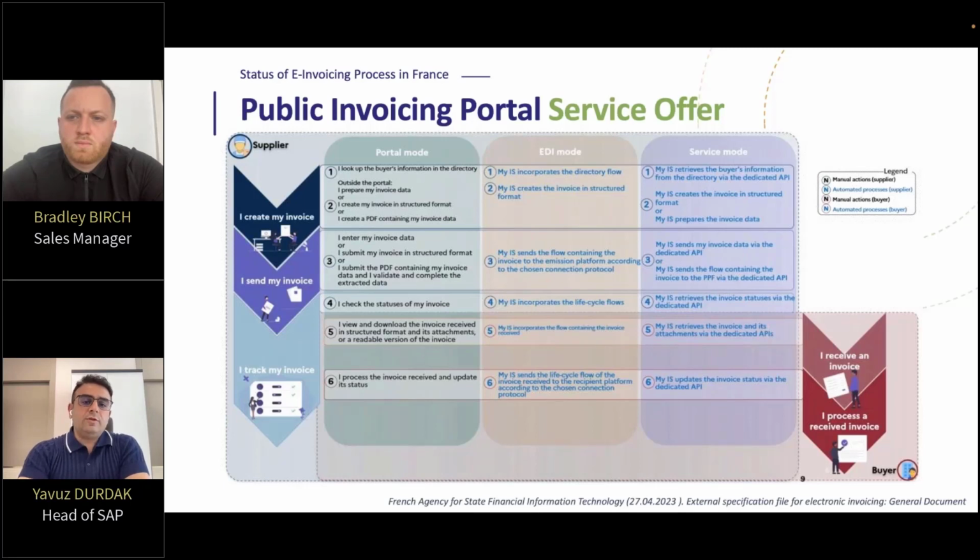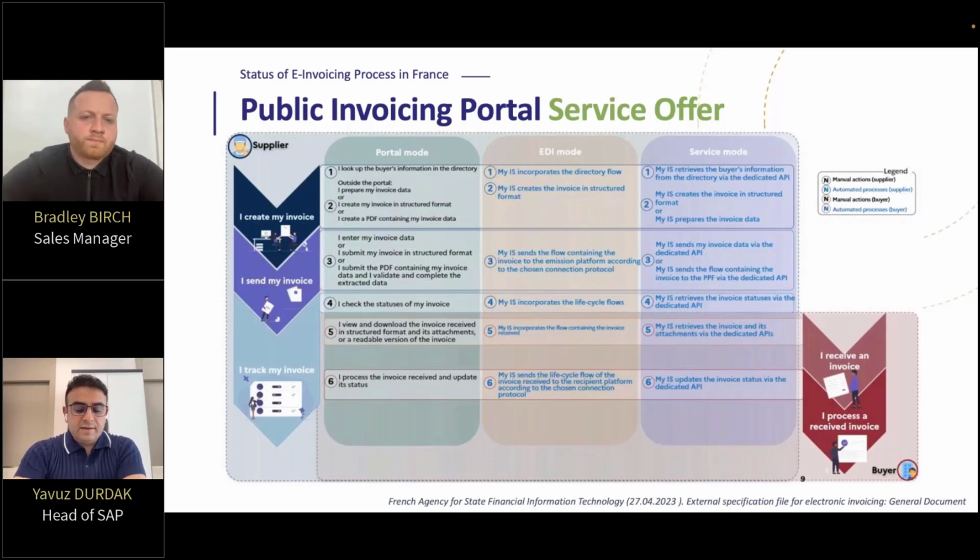In addition to portal mode, there are two main, more efficient modes: the EDI mode and the service mode. EDI corresponds to the exchange of structured business data between partners. So by using some protocols, the data is exchanged between different systems. The public invoicing portal has these protocols and services. So using these EDI protocols and services, the information can be sent to the portal by using EDI mode.